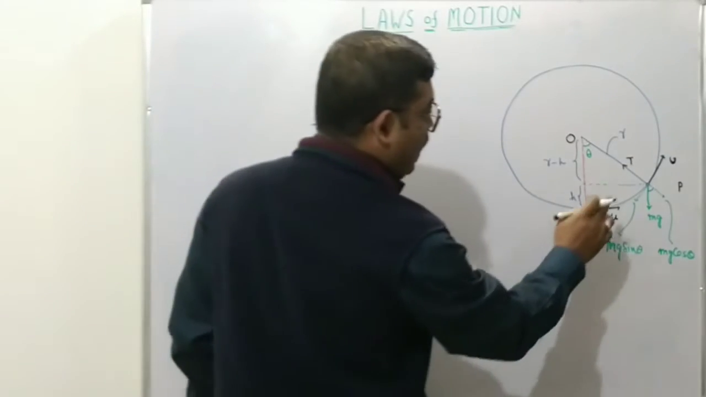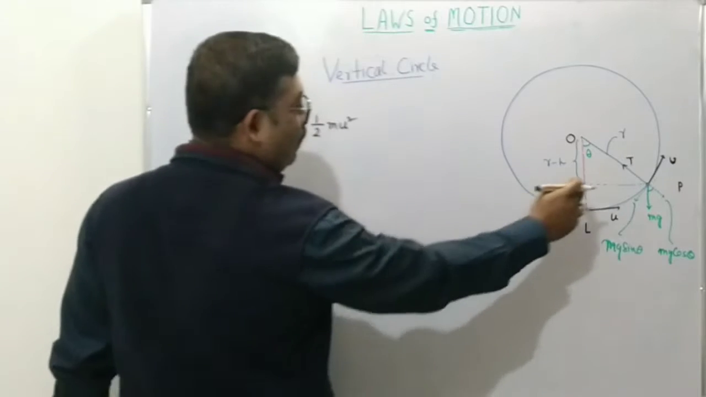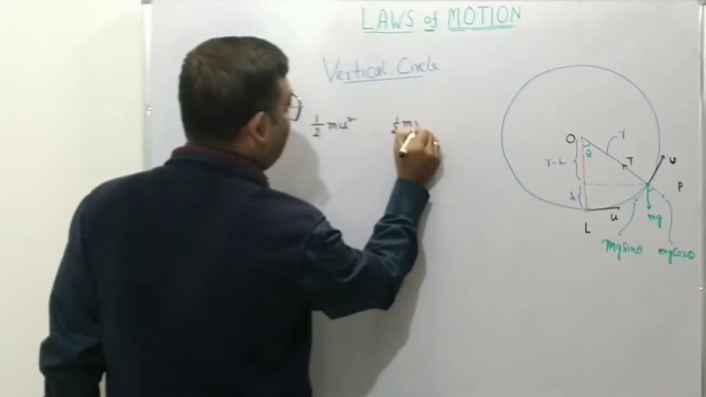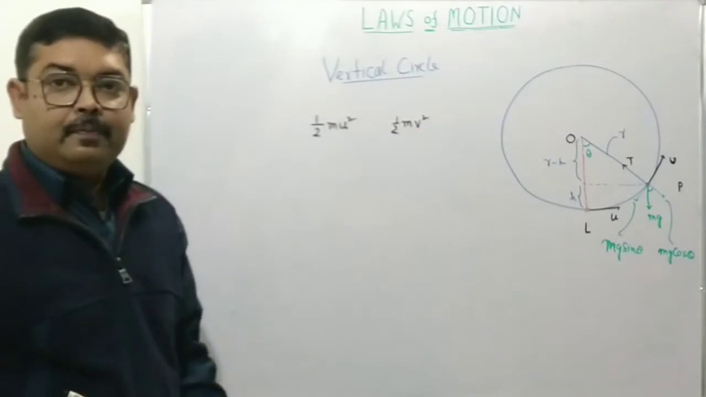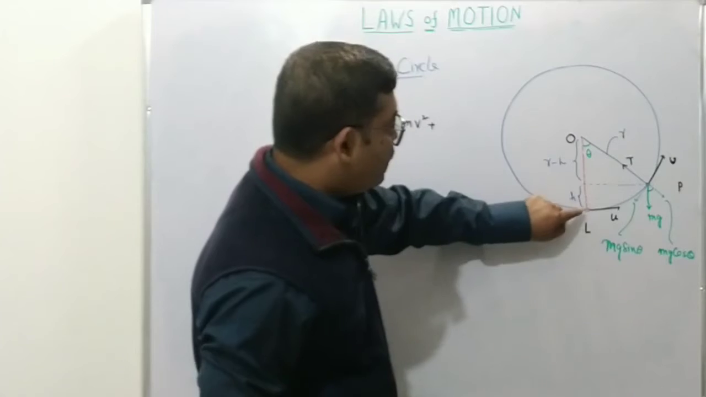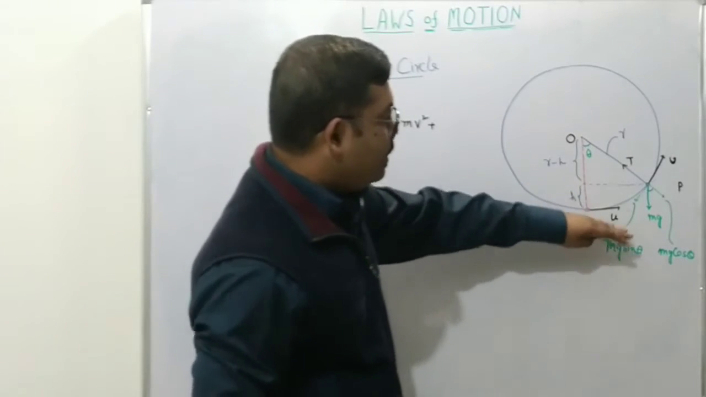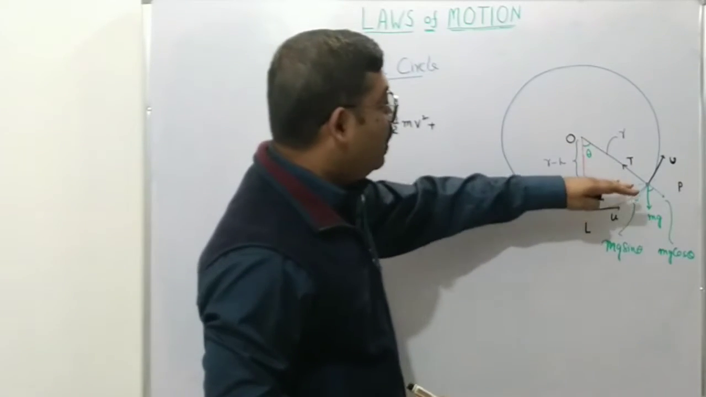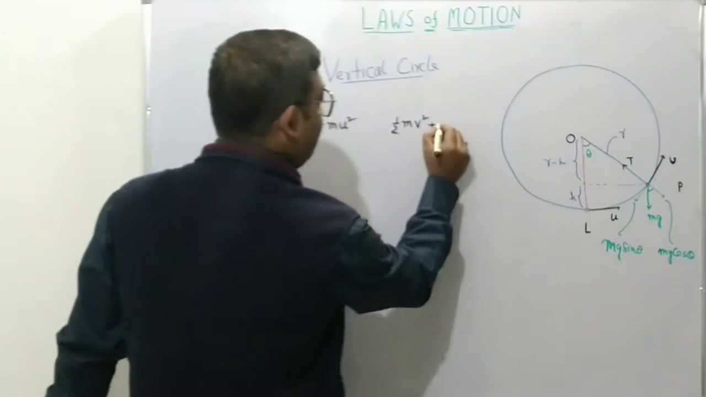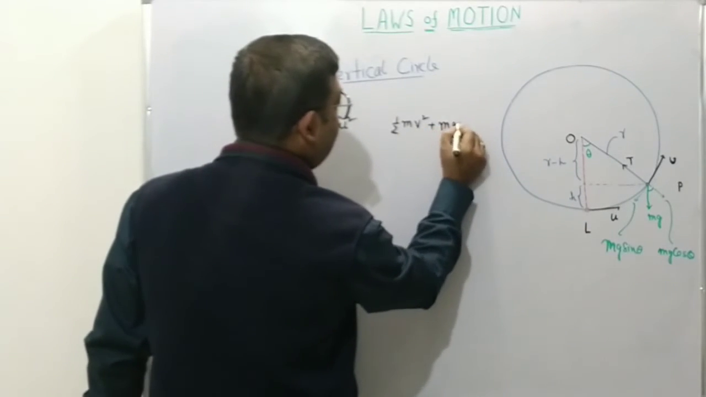And what is the total energy at point P? Of course, its velocity becomes v, so it will be half m v square plus the potential energy. What will be the potential energy? Because the height has increased against the force of gravity, the object has moved up by a height of h, so it will be m g h.